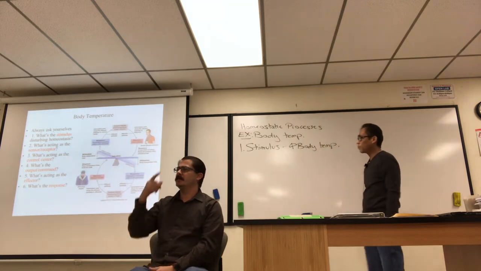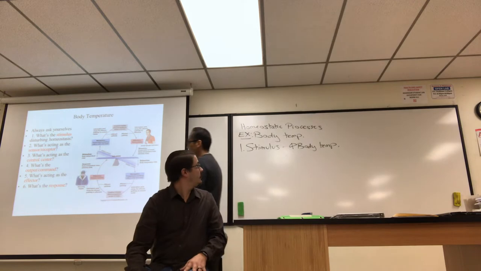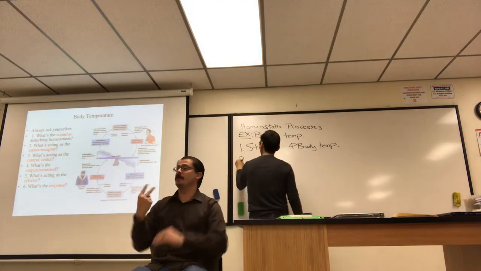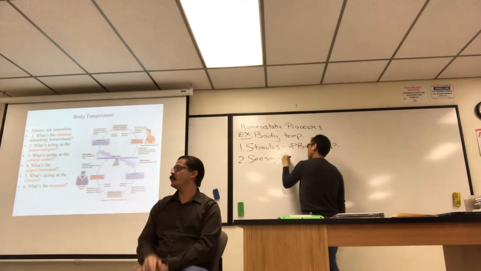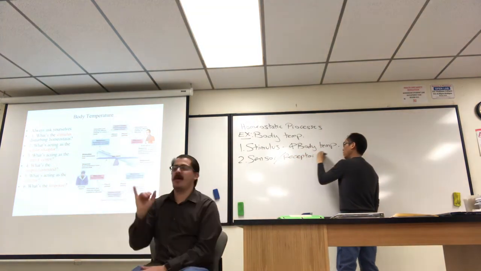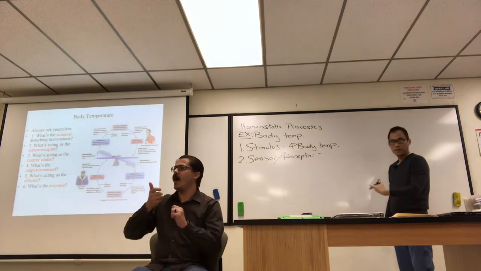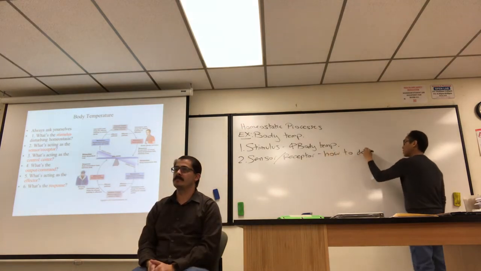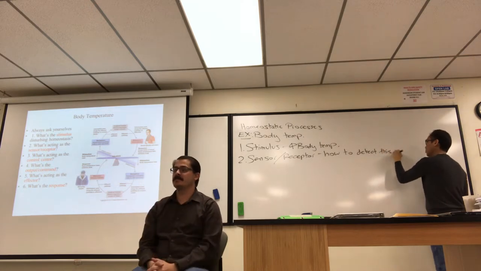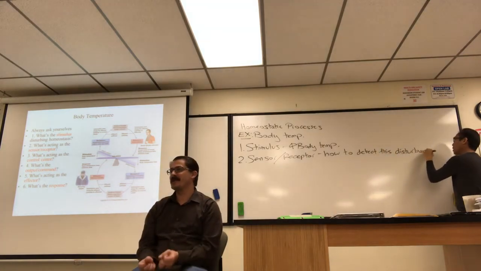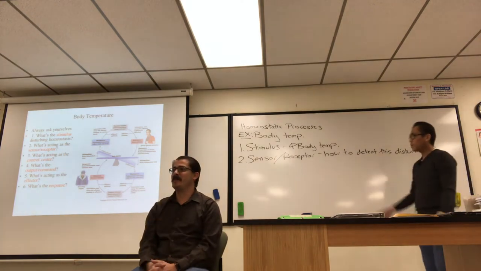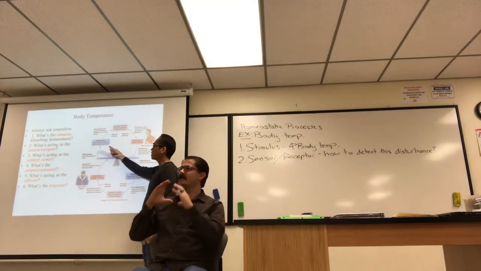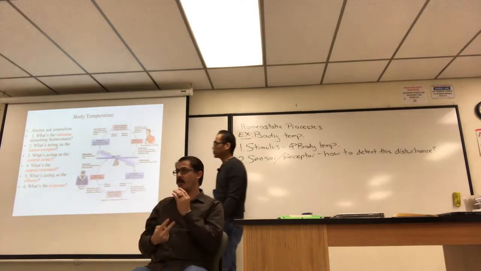So what does the body do to keep from overheating? The thing to understand about physiology is the body needs a mechanism to detect the disturbance. So that's step two. What's the sensor receptor? What is the mechanism to detect the disturbance? How to detect this disturbance. So the example is an increase in body temp, and it says temperature sensitive cells in the skin and brain. Okay, so let's just say temperature sensitive cells.